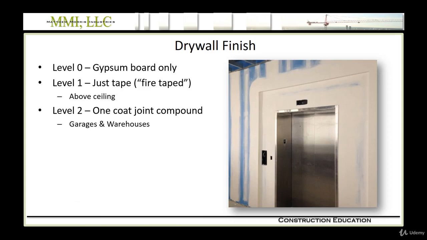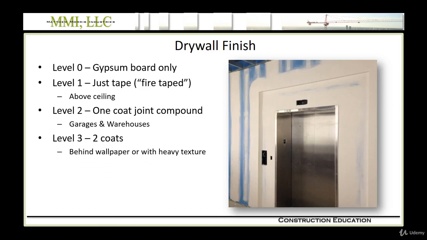And then you would let your joint compound sit overnight, and you would sand it, and then you would put another coat on. And this would be called a level 2 finish. So now we have one layer of joint compound over the tape. And you often see in garages and warehouses a level 2 finish. But if you're moving on to the next level, that's a level 3.